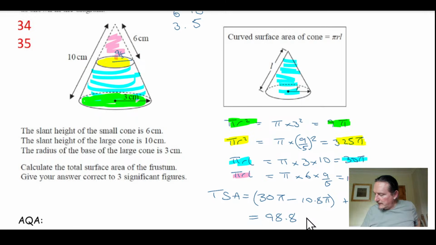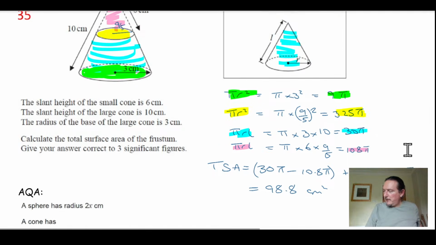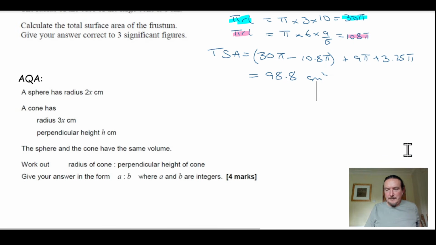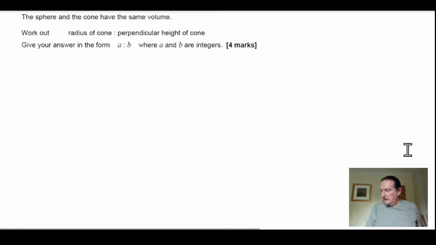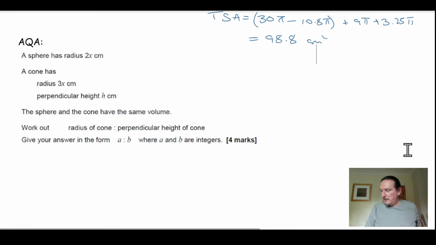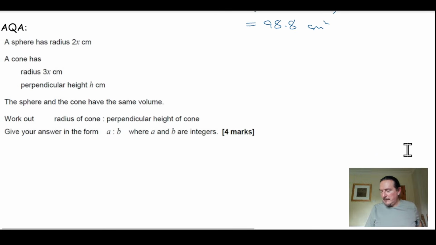So anyway, that's 98.8 centimeters squared. Let's hope the AQA one is a little bit more fun. What time does this finish? This is the last question. Okay, so I'm out of material after this one. It's time you go to bed anyway, you guys, and you get some sleep.